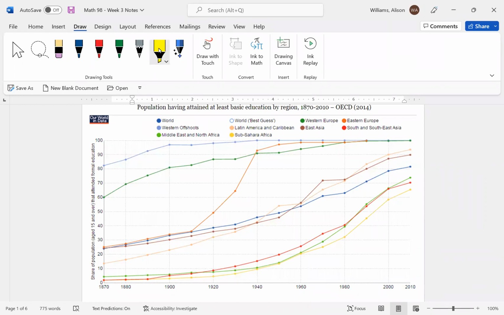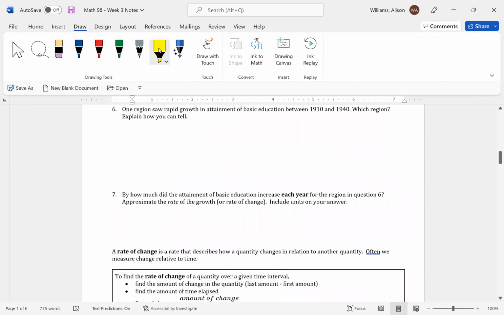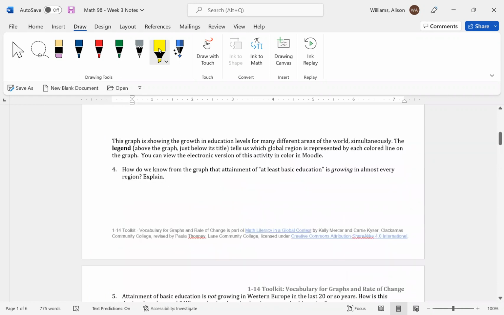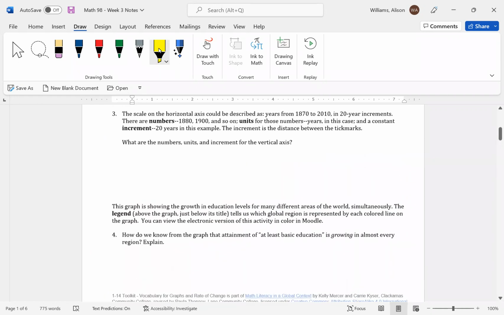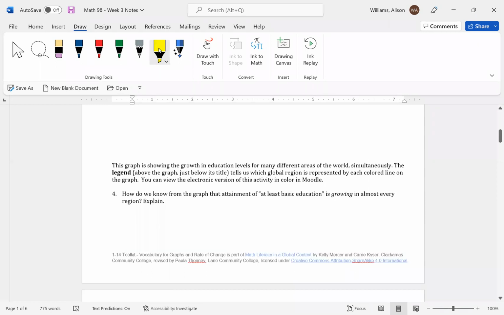And then it's kind of implied that it's not at 1870. So that does kind of give us the correct spacing. Okay. So then it says units, so forth. So in this case, the numbers are from 1880 to 1900 and so on. The units are in years, and in this case, the increment is 20 years. So what are the numbers, the units, and the increments for the vertical axis?